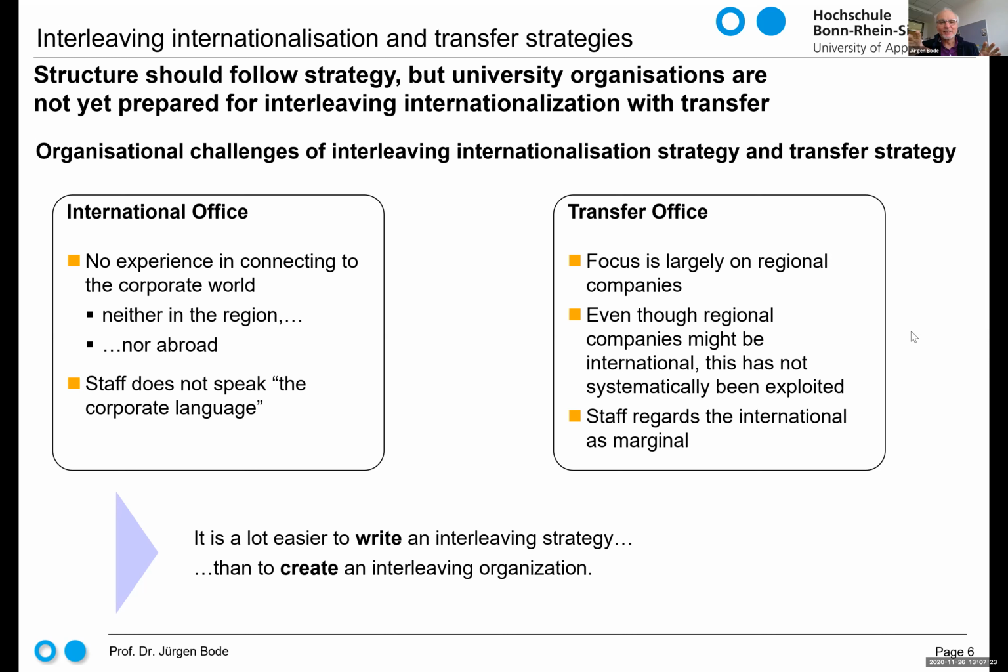Of course, this requires that the two organizations work well with each other, and especially the two bosses of these two units have a good collegial working relationship with each other. And that's, of course, my task as the vice president of the university to ensure this.